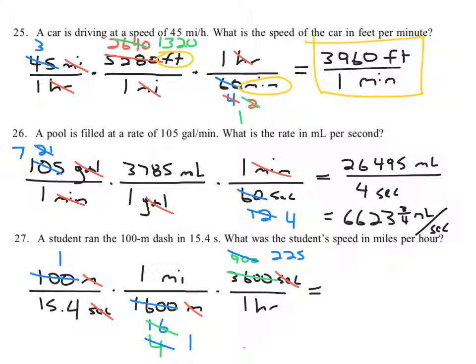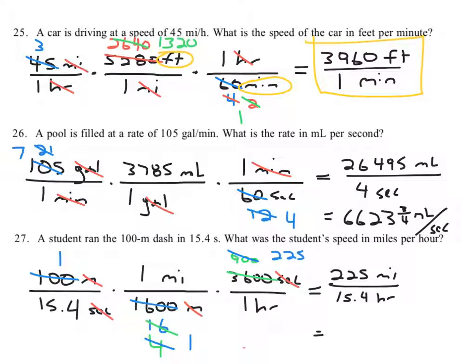Now, here's the funny bit of this, and this is the secret of all of this: I think that they assume that there's a lot of people using calculators on this, okay? So the unit that's left here is miles. We've got 225 miles over 15.4 hours.